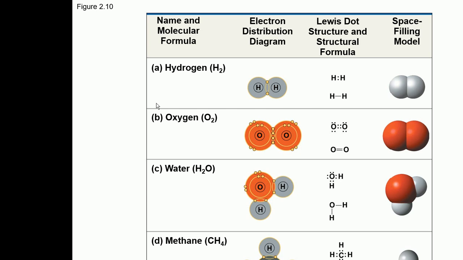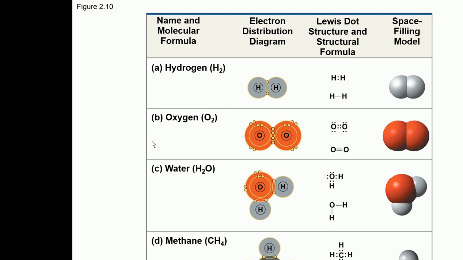Similarly, the case of oxygen. Oxygen's atomic number is 8, so the electrons are distributed as 2 and 6. So they have 6 electrons in the outermost shell, and so each needs 2 more. So they share. This one will share 2 electrons with this one, and this one will share 2 electrons with this one, and that results in the formation of a double bond between these two oxygen atoms.